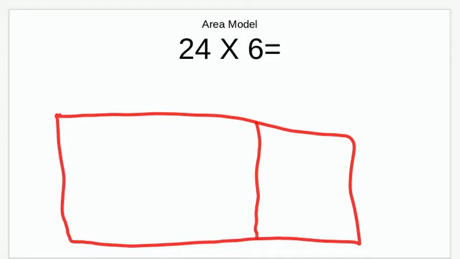So I'm going to start off by breaking it up into two sections to represent the fact that I have a two-digit number here. I have tens and ones. So in my tens place, I have a 2. That's 2 tens, which is 20. And in my ones place, I have a 4. So that goes over the smaller place. And both of these sections, I'm going to multiply times 6.